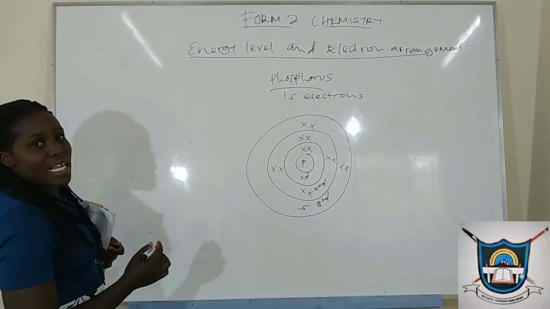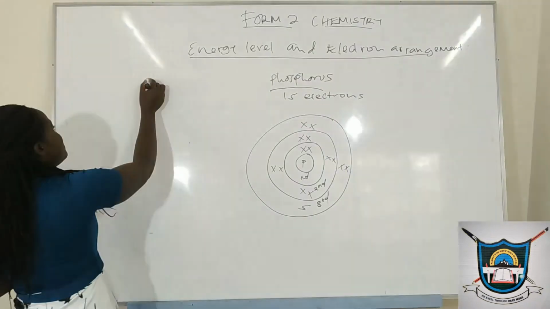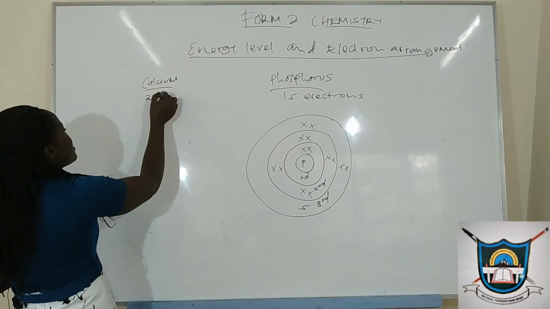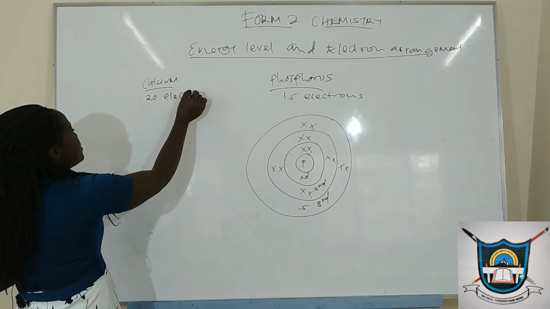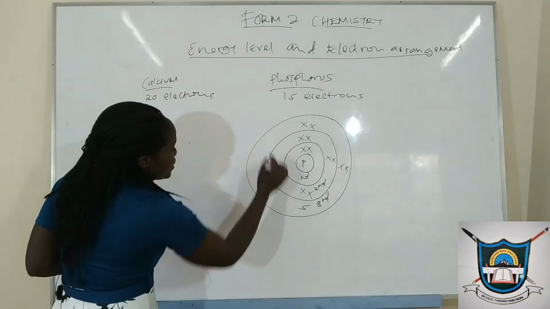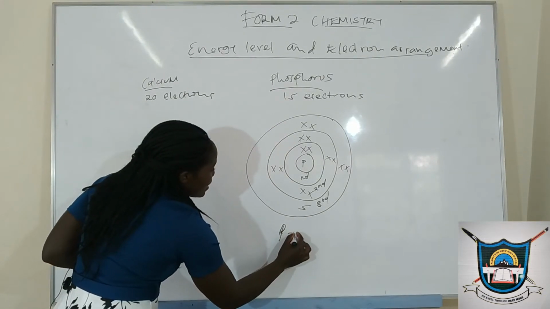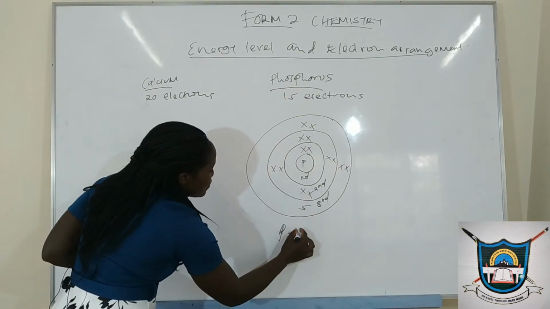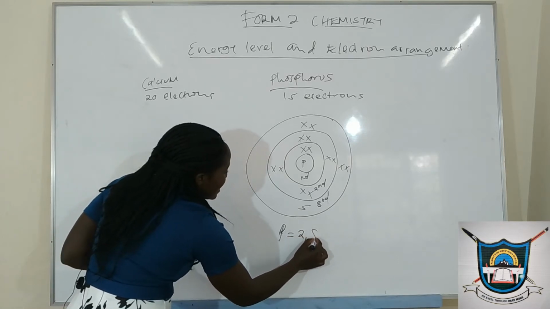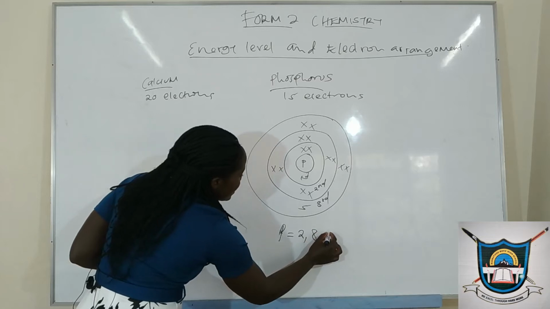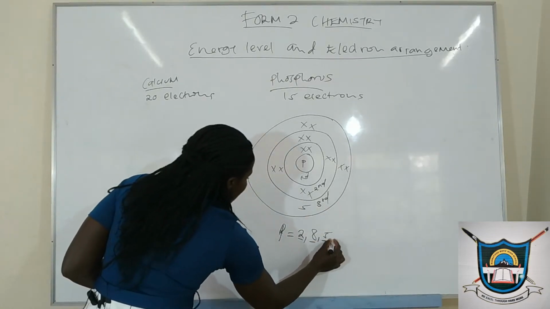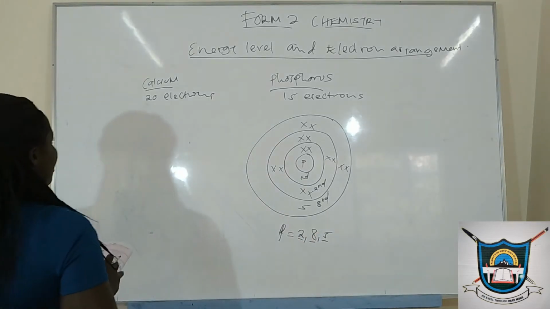If we move to calcium, calcium is number 20. So calcium has 20 electrons, and this is how that atom will look. So the electron arrangement of phosphorus: phosphorus will have 3 energy levels. The first will take 2 electrons, the second will take 8, and the third will take 5. So it has 1 energy level, 2 energy levels, and 3 energy levels.